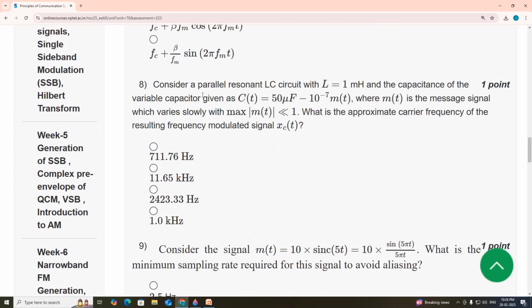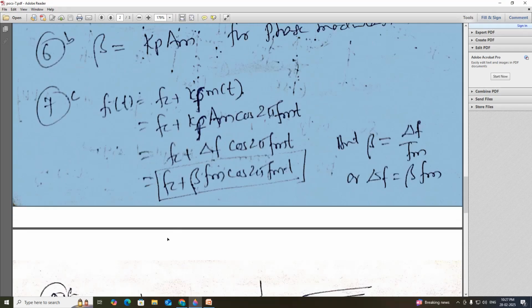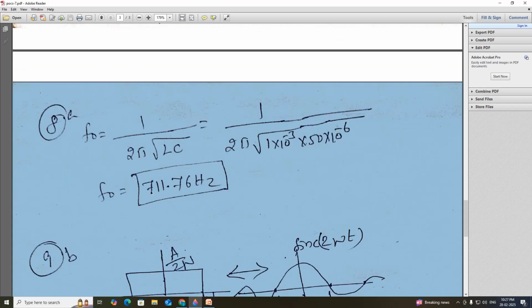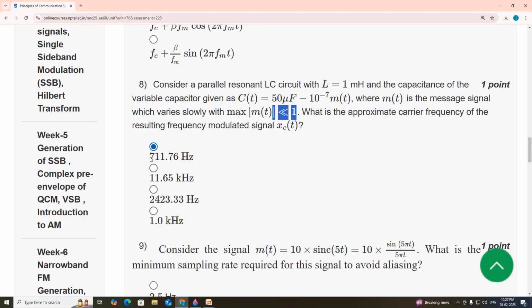Eighth one, consider a parallel resonant LC circuit with L equal to 1 millihenry and capacitance C equal to 50 microfarad. So m of t is very small, you can neglect this part. This becomes 0 for this condition, so this is simply a fixed constant 50 microfarad. We will try to find the frequency of the carrier, Fc or F naught, which is 1 divided by 2 pi root LC. L is 1 into 10 power minus 3, C is 50 micro. Computing this, it will be 711.76 hertz. So this is option A.